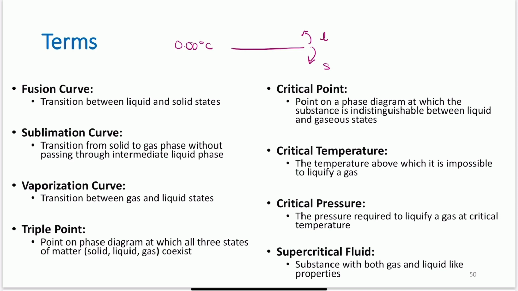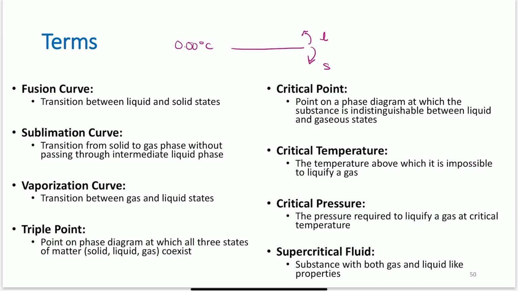The triple point is the point on a phase diagram at which all three states of matter, solid, liquid, and gas, coexist. It's kind of cool to see a triple point. I recommend looking this up just on Google because why not? You'll see a sample boil, freeze, and melt at the exact same time. Exact same temperature, exact same pressure. It will boil, freeze, and melt all together at the same time, just repeatedly. It's really kind of cool to watch.